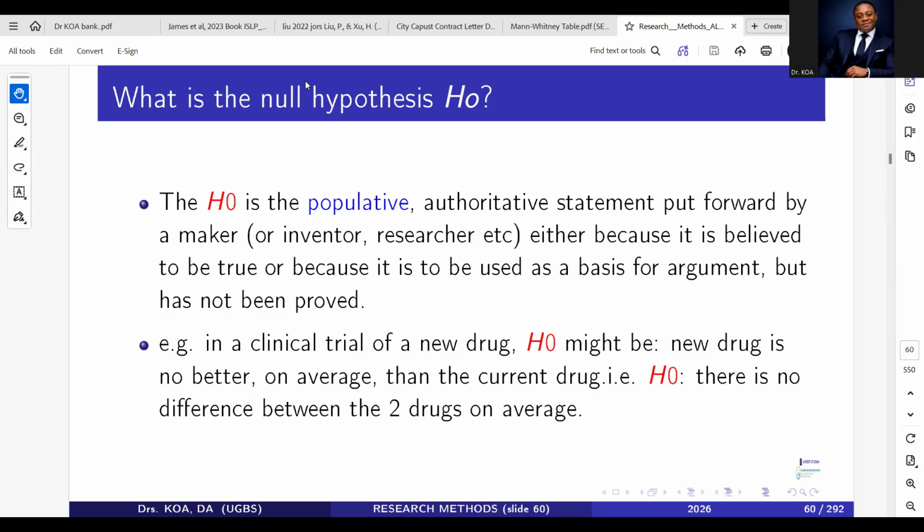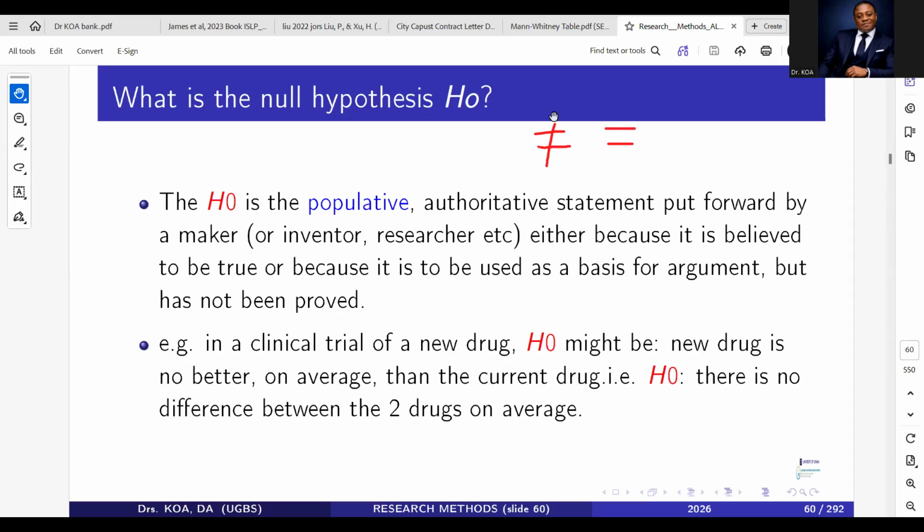Now, let me explain what that means. There are 6 major symbols that we use in detecting the gravity of something. The first symbol is not equal to. What is the opposite of not equal to? Equal to. Good. The opposite of not equal to is equal to.